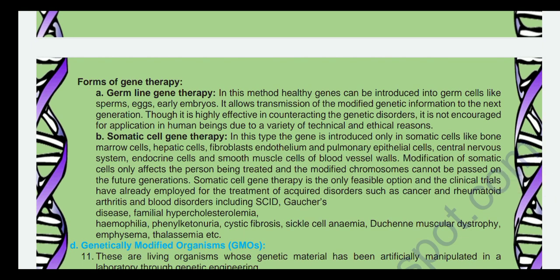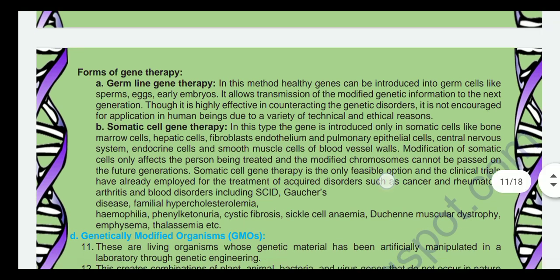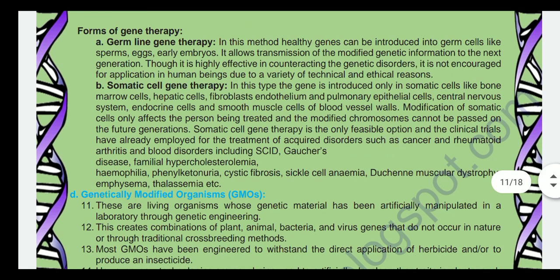Forms of gene therapy: germline gene therapy, where in this method healthy genes are introduced into the germ cells like sperm, egg, or early developing embryos, which allows the transmission of the modified genetic information to the next generation. Though highly effective in counteracting the genetic disorder, it is not encouraged for application in human beings due to a variety of technical and ethical reasons.